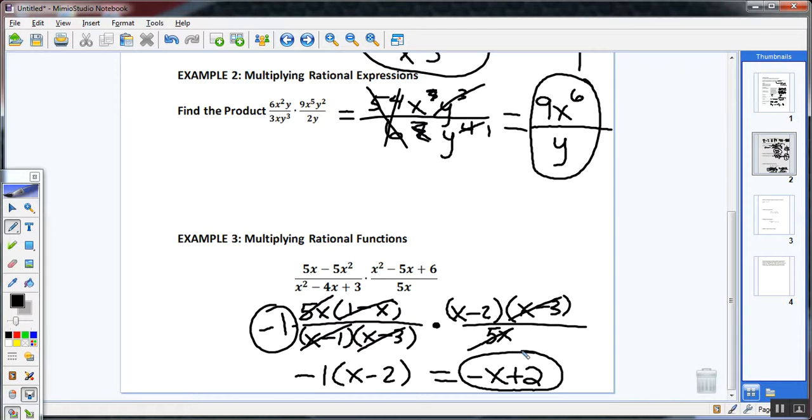Guys, you're really looking to factor things and see what does what. Factor stuff, see what cancels. Factor stuff, see what cancels. What's our slogan for the day? I'm going to turn that into a rap. Factor stuff, see what cancels.